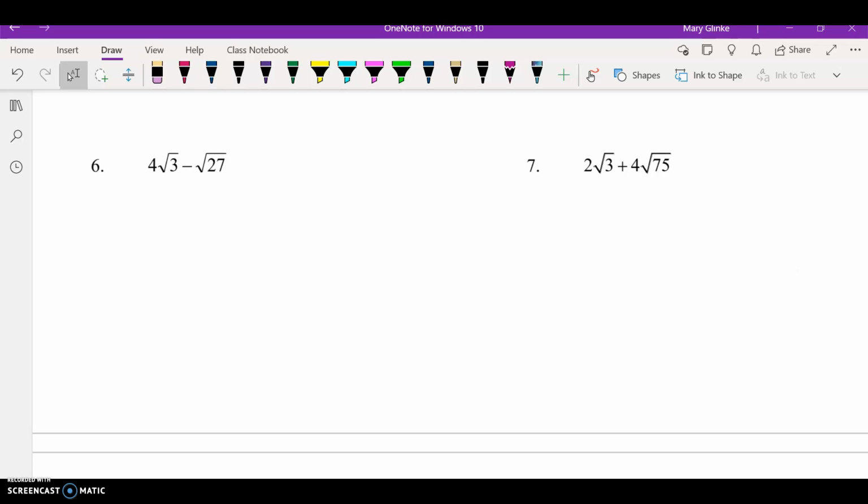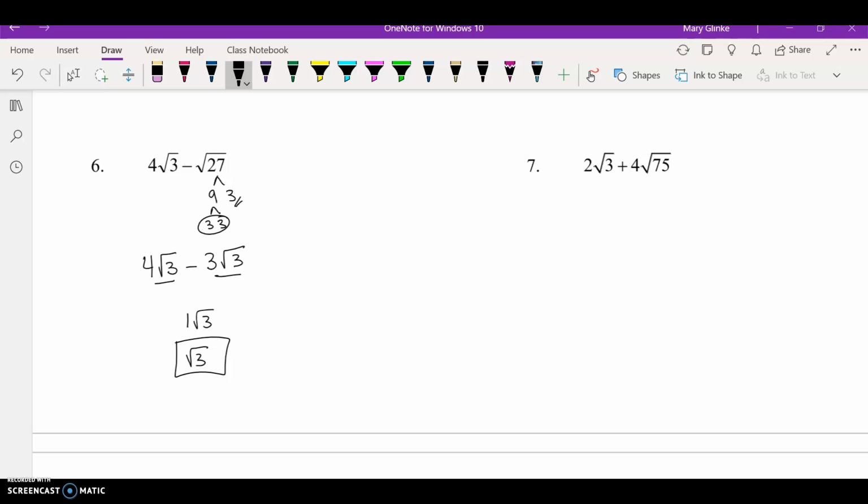Number 6, these are not like terms, so we need to see if we can make them like terms by simplifying. And sometimes nothing can work, so you just leave it as is. But for this one, the 27 does break down. 27 has a pair of 3's in it. So I'm going to write 4 root 3 minus, the pair of 3's comes out, and we're left with 1 3 on the inside. At which point, now these are like terms. So 4 root 3 minus 3 root 3 would be 1 root 3, or you could write that as just root 3.